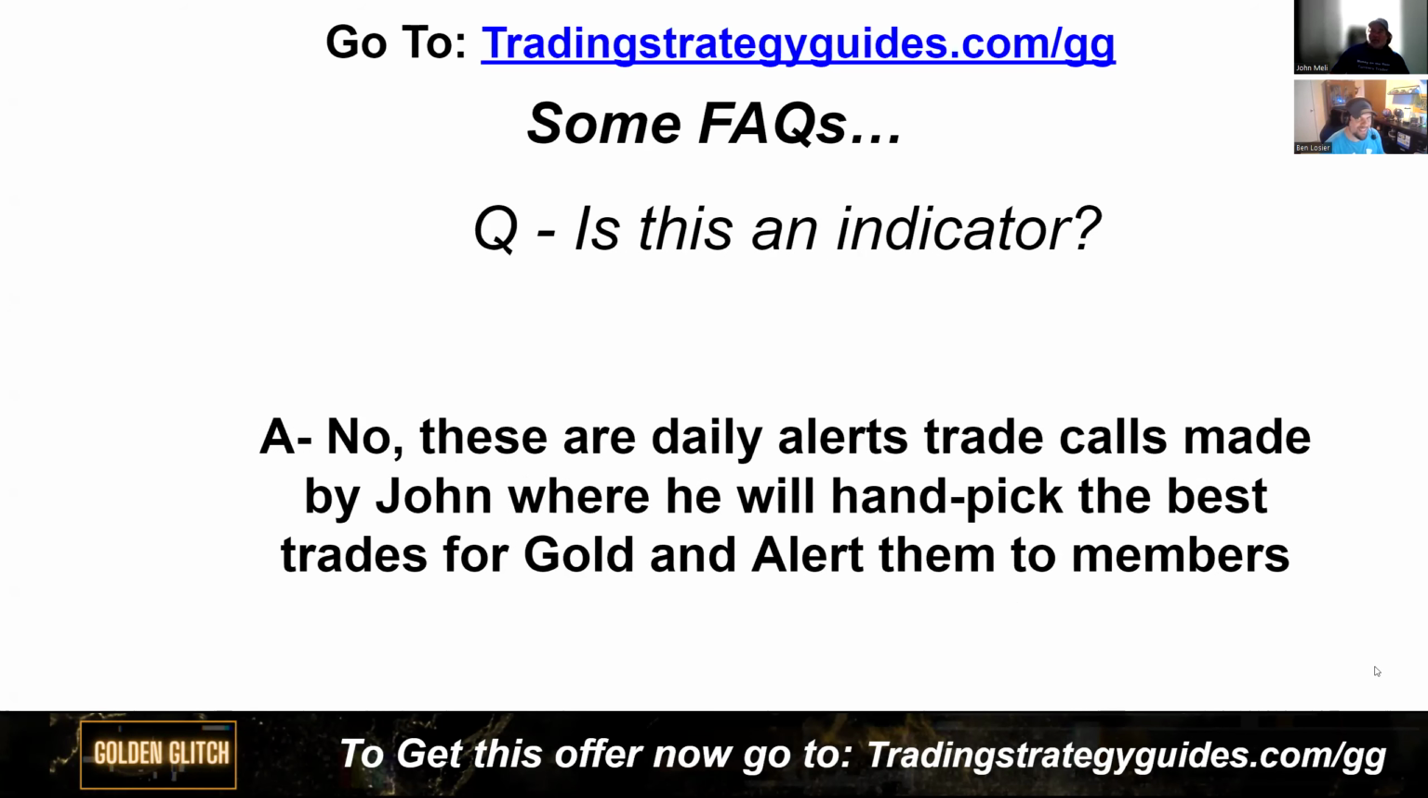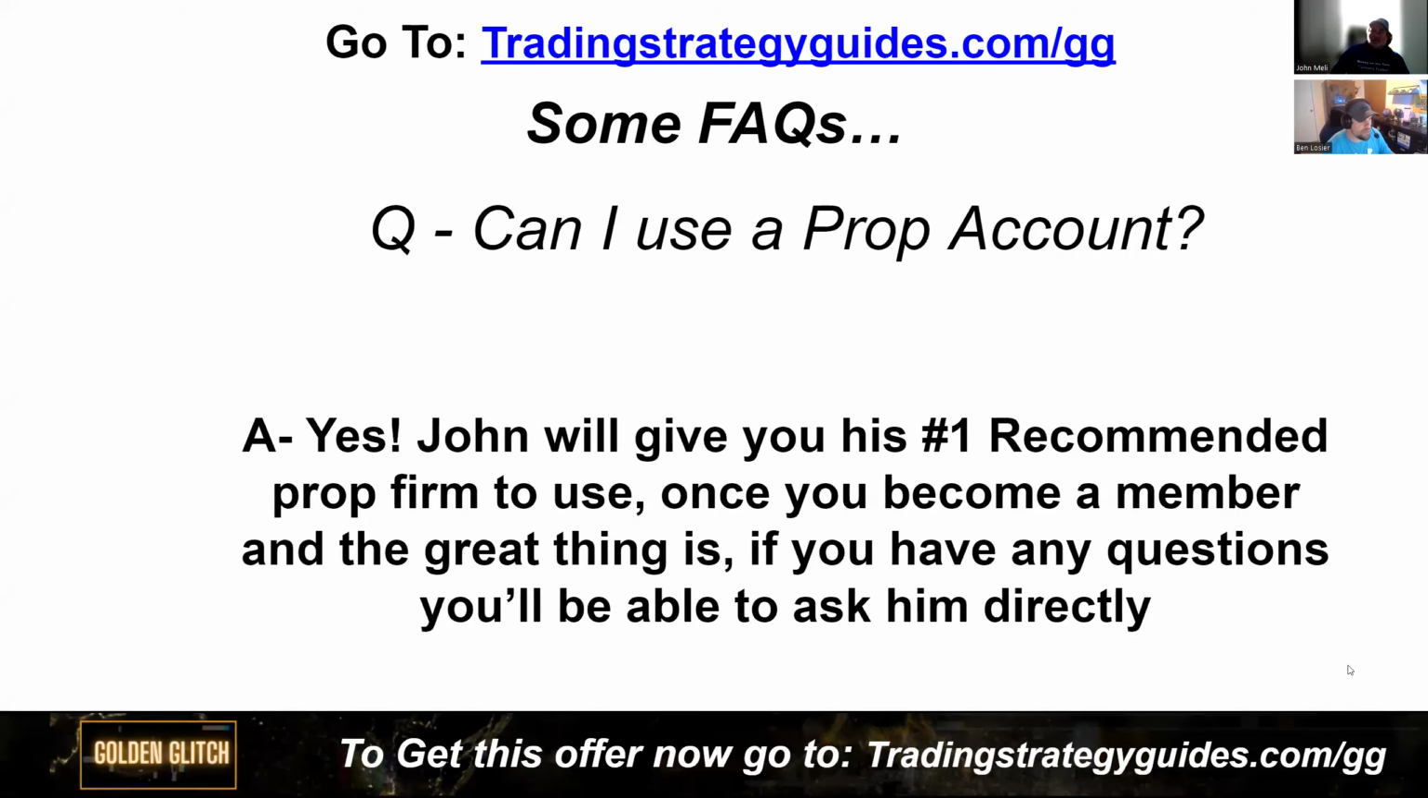This is a great question because everybody always asks about indicators. Is this an indicator? No, this is John. John is the indicator. He's the human indicator, the human gold machine. These are daily alerts, trades, and calls made by John, where he will handpick some of the best trades for gold and alert them to you guys.